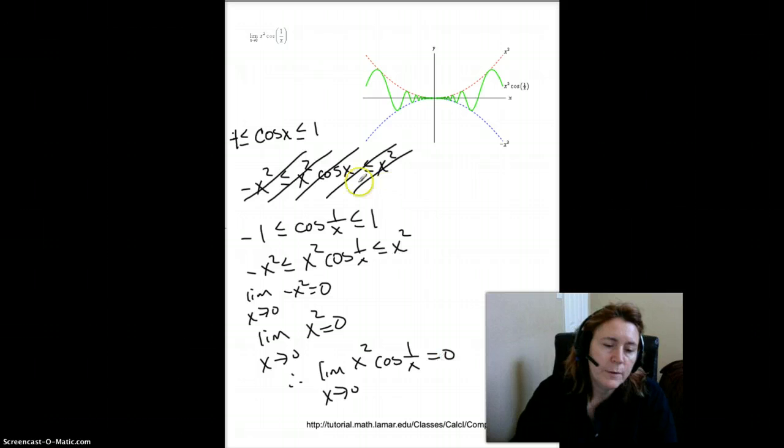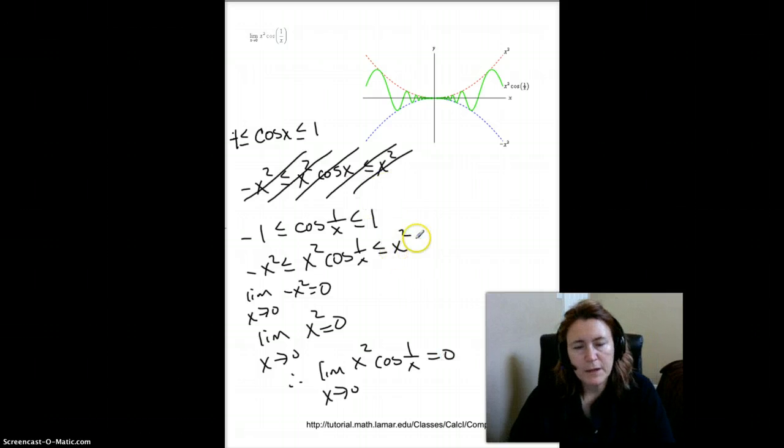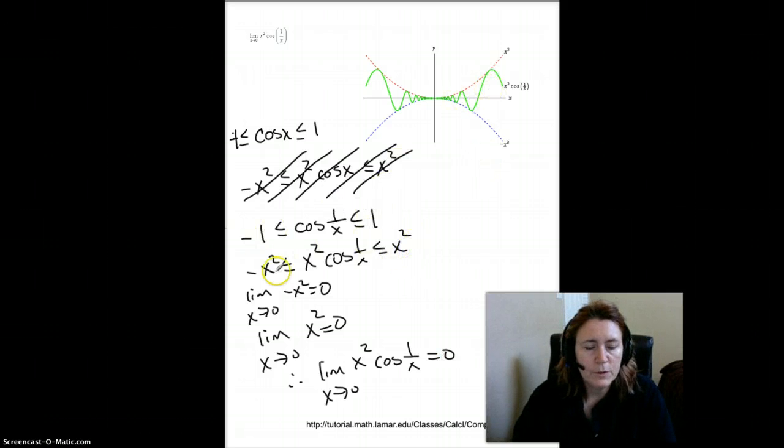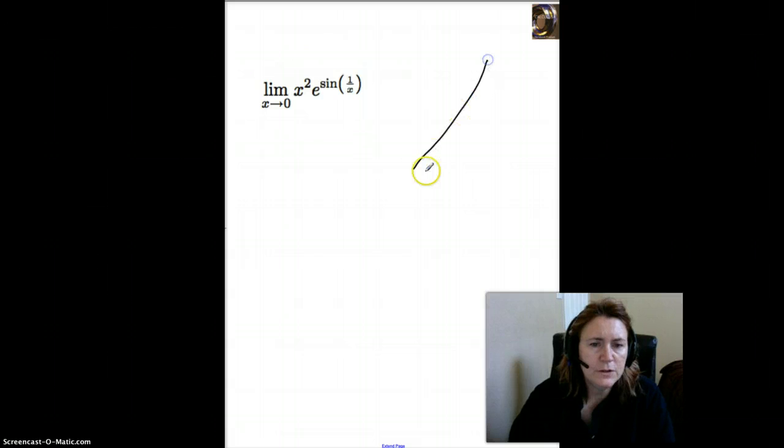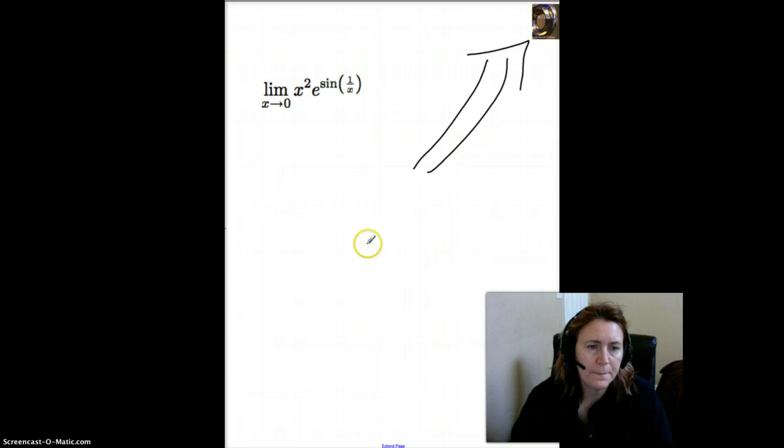Now, I could multiply through by x squared because it was always positive. Be careful when you're multiplying through by something that might not always be positive. Okay, see if you can do this one. I know it's going to be a challenge, but give it a go. And remember to use that exact same technique.